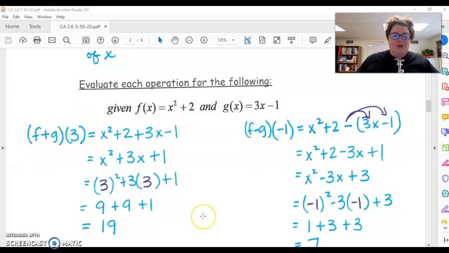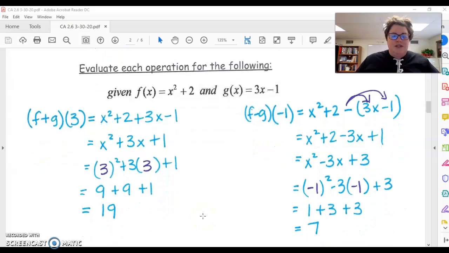Okay, so a couple of examples. Given these two functions, we want to add these two together first, so f plus g of 3. We want to do our operation first, and we get x squared plus 3x plus 1. Then everywhere there's an x, you want to substitute in a 3. You can see that in purple. And then evaluate using order of operation.